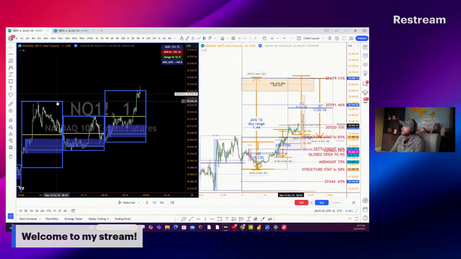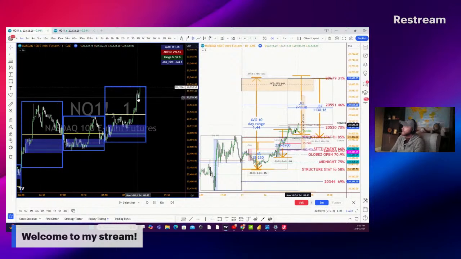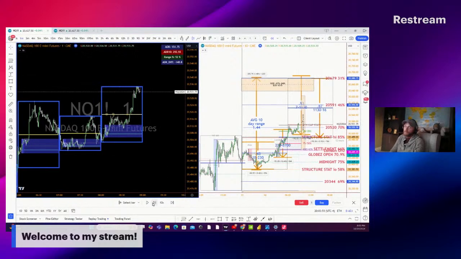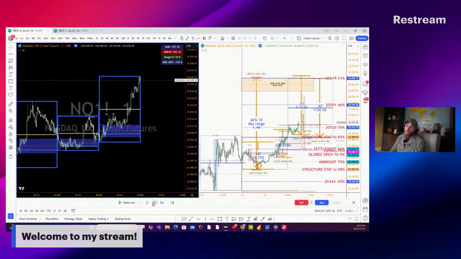And you can see we took out this high, this hourly high. We sucked back into the range, and now we already are moving our way back up, and we're about to start a new hour. Are there any questions so far?